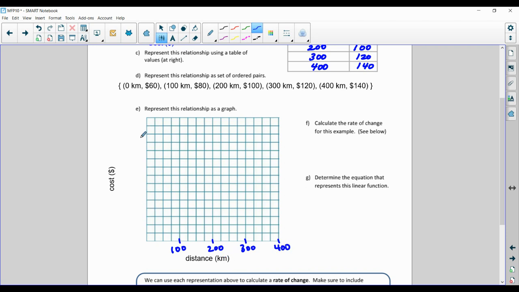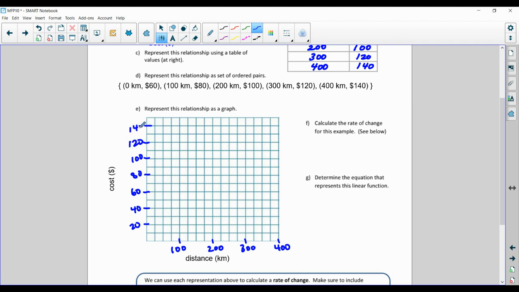For cost, I need to go up to $140. I said there was 16 squares, so each square would be worth 10. But instead of writing 10, 20, 30, 40, that's a lot of writing, I'm going to write down every 20 as 2 squares. That way, it actually makes our graph look less cluttered and easier to understand.